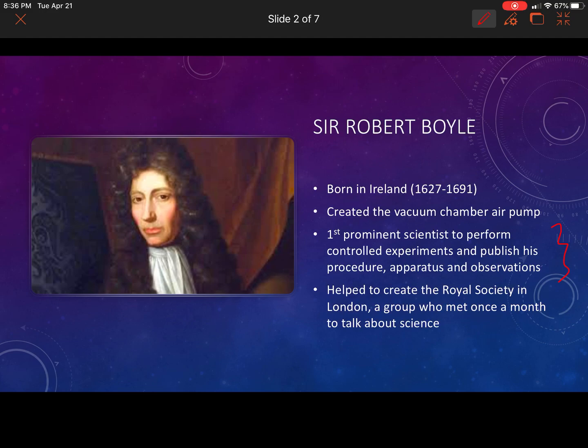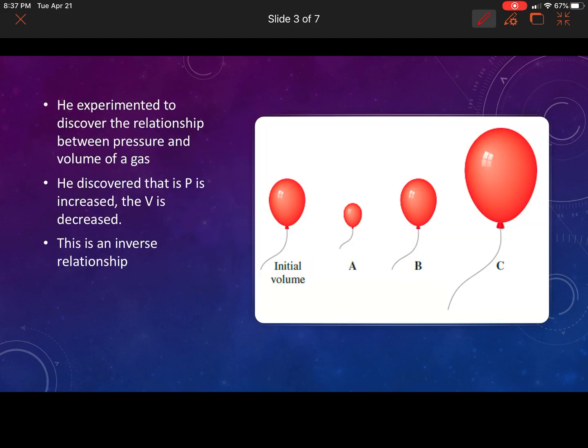He helped create the Royal Society in London. So this is a group that's still running in London. You can Google them. They do lots of educational things for science. And so this was a group who met once a month just to talk about science. So again, this group's still in existence today.